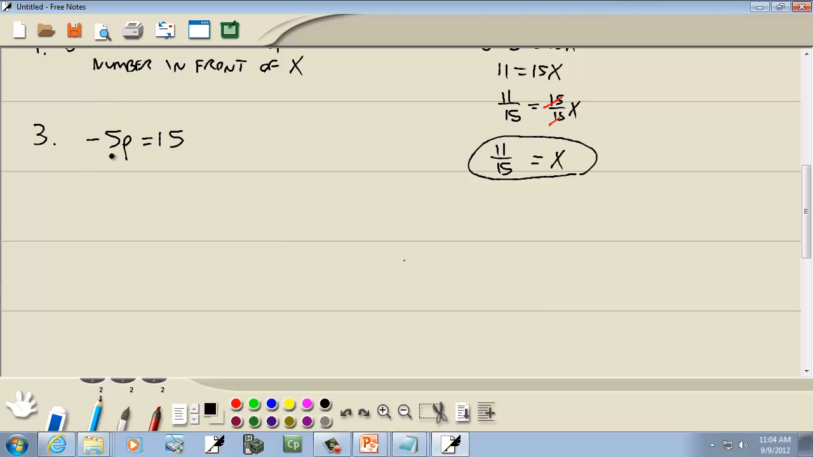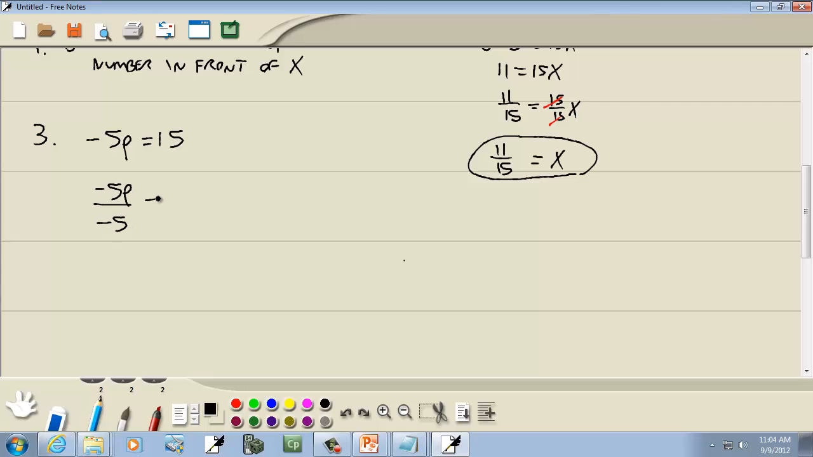Okay, first step, get rid of parentheses. Don't have any. Second step, get rid of fractions. I don't have any. Third step, get everything with a p on one side, numbers on the other side. When I talk about the number, I'm talking about the constant term where there's just a number there. Well, that's done. Last step, divide both sides by the number in front of your p. See how I'm changing it to p instead of x?